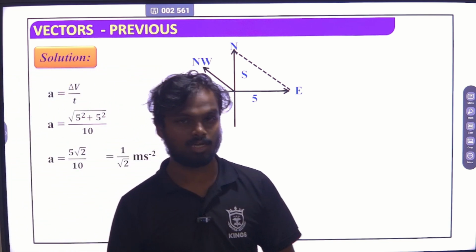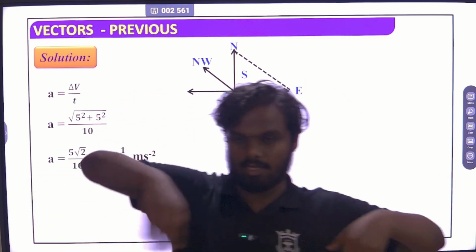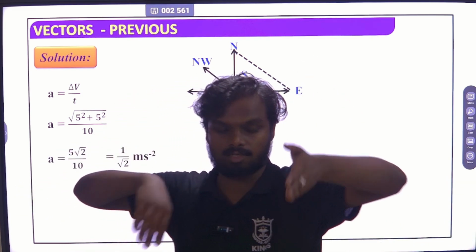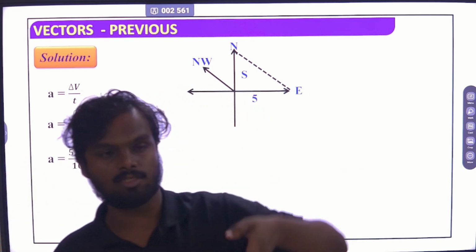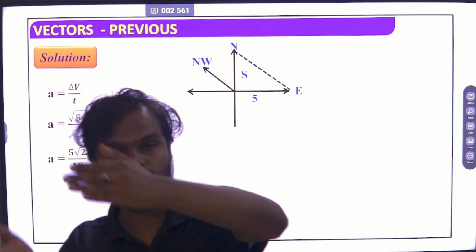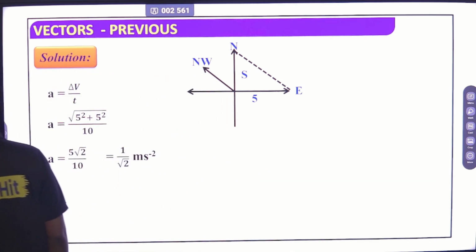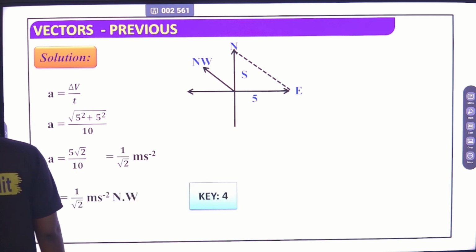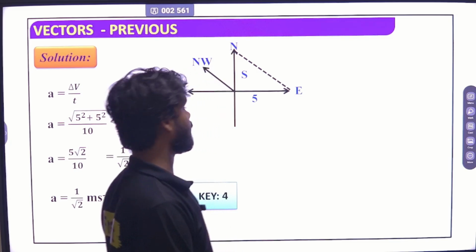Direction is important. How to find the resultant? I told you. This is one vector in the east direction. This is another vector. The resultant will be like this. Clear? In which direction? See, this is my east, this is my north. So it will be between east and north. So which option will be correct? Yes, option 4 is going to be correct. Clear? Any doubt?